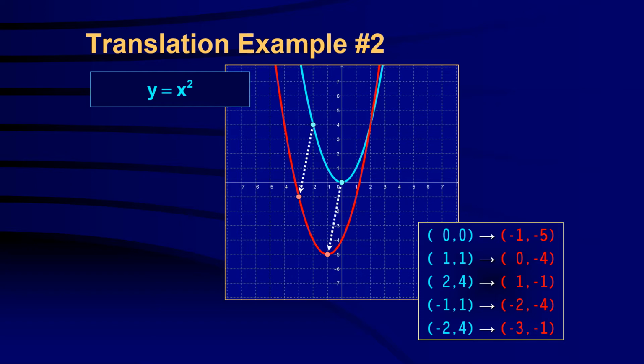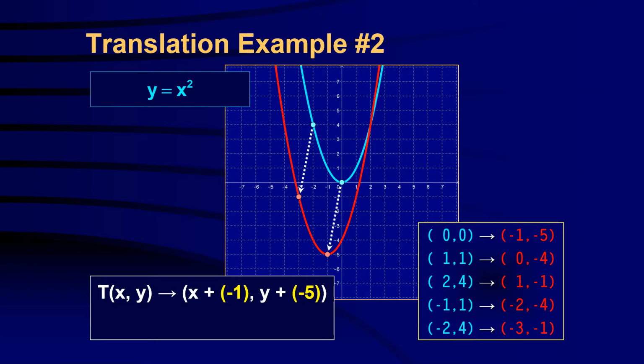Note that all the x coordinates are being subtracted by 1, and all the y coordinates are being subtracted by 5. And you could say that when you write your rule or mapping. However, it would be preferred that you think of it as (x, y) being mapped to (x plus -1, y plus -5), because that's the values of h and k. h is equal to -1 and k is equal to -5.